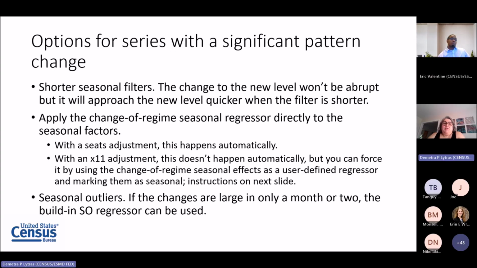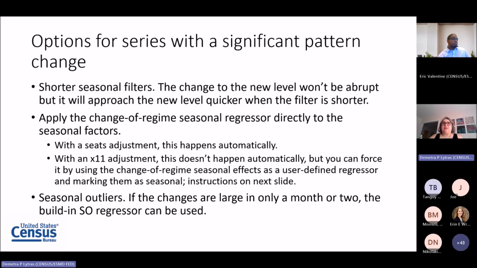So you have a change. What do you do about it? There's a few options. You can use a shorter seasonal filter to get to the new level quicker. That's kind of the easiest approach. You can also take these change regime regressors and apply them directly to the seasonal factors.